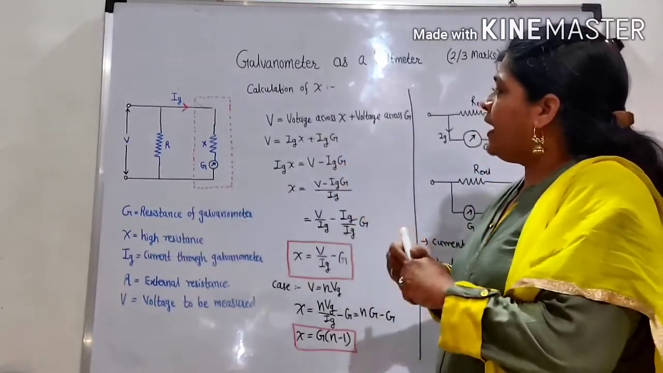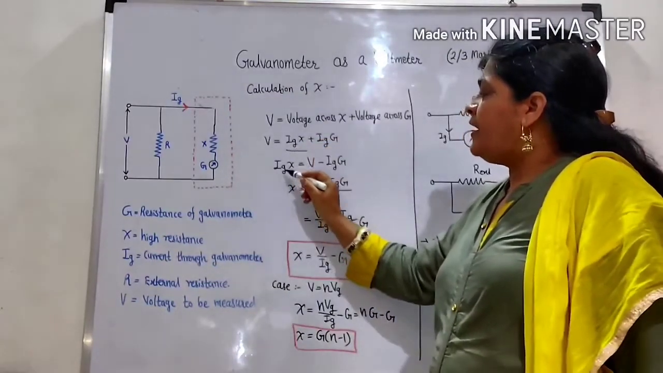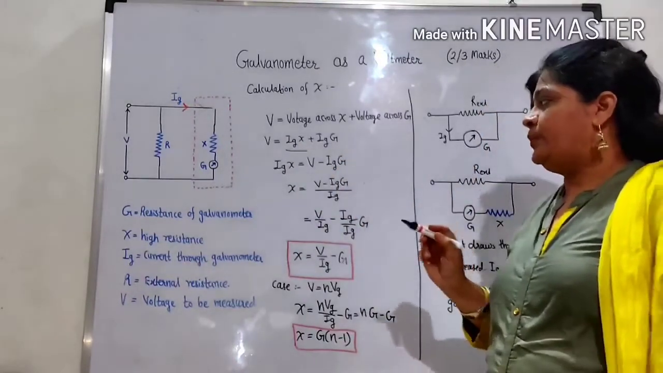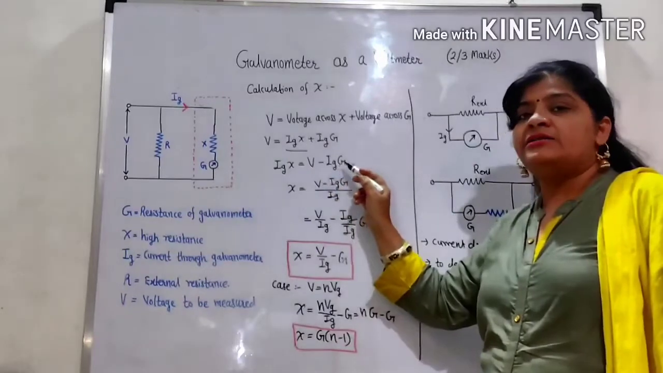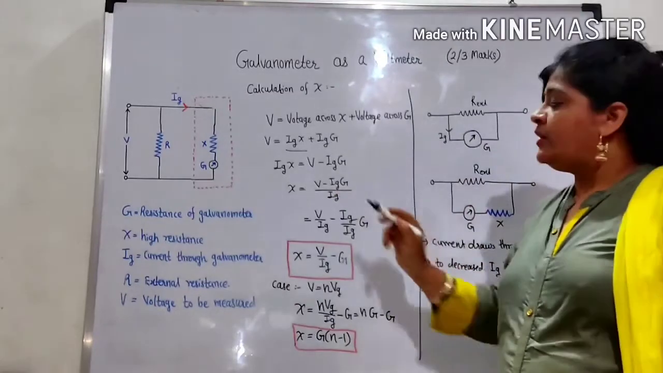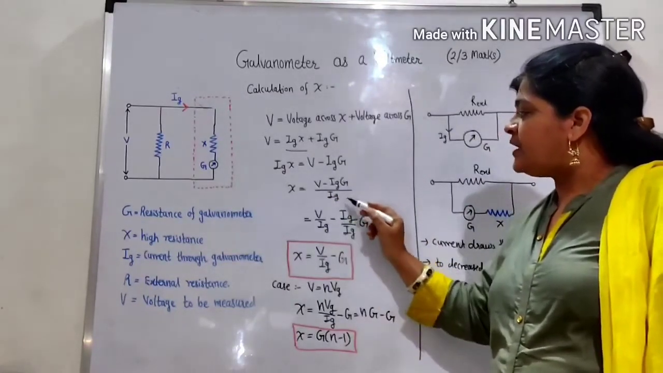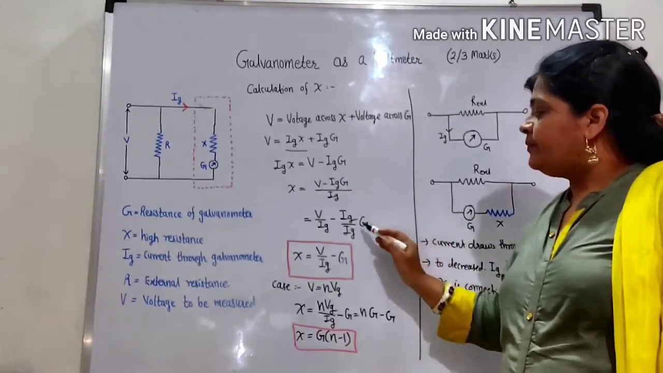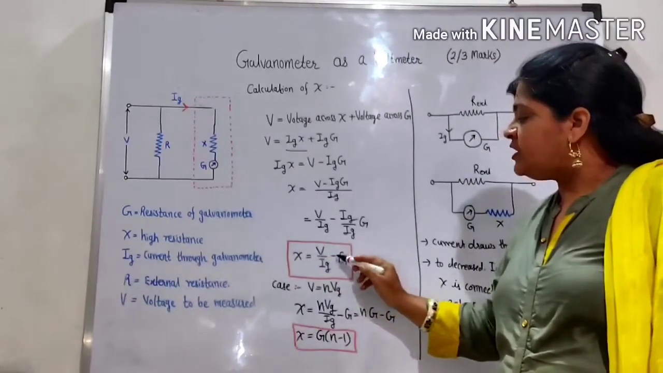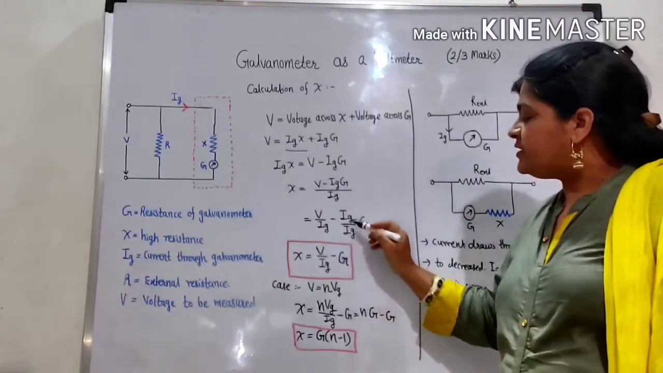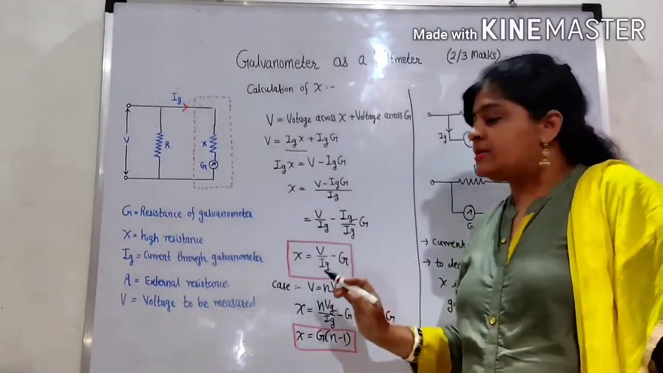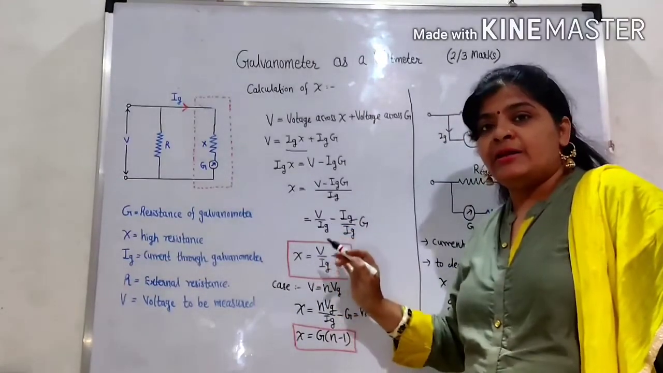Our aim is to calculate the X value. Therefore, Ig X is equal to V minus Ig into G. Then X is equal to V minus Ig into G, divided by Ig. Separating the two terms, V upon Ig minus Ig into G upon Ig. This Ig gets cancelled, only G remains, and therefore the actual formula for the high resistance is X is equal to V upon Ig minus G.